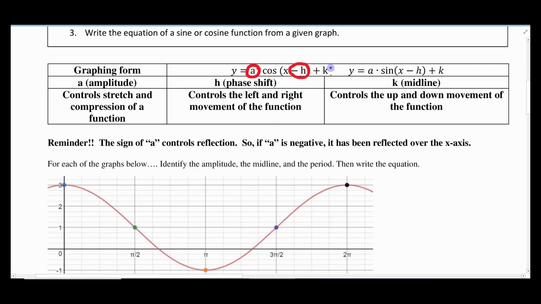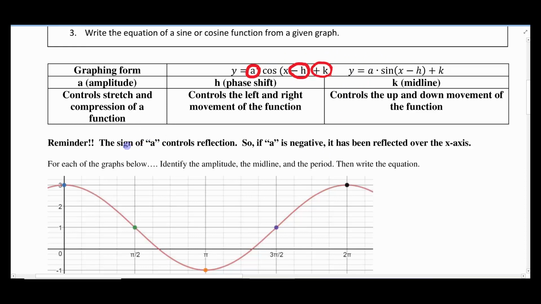And then the k value on the end here, outside of the parentheses, is what controls the location of the midline, right? The midline being the line that splits the graph horizontally. It essentially controls the up and down movement of the function. So if I want to shift my wave up a couple of units or shift it down, this is the parameter that we would change, and that's going to be true for either the cosine or the sine function. It doesn't matter which one.